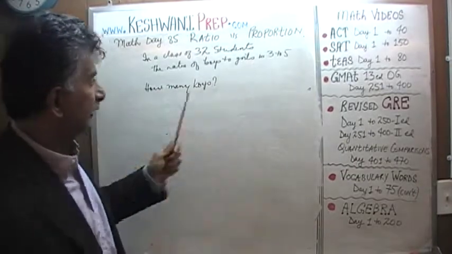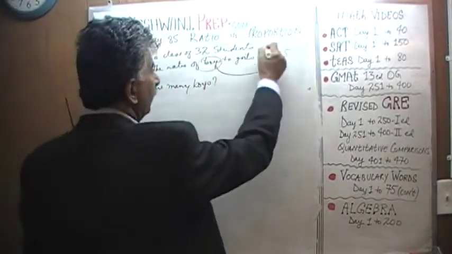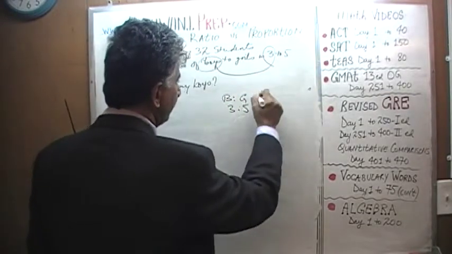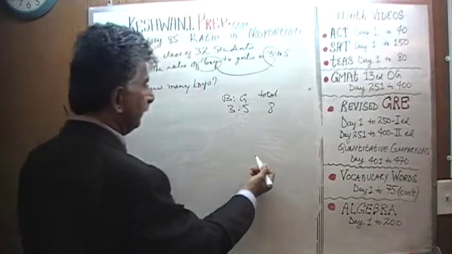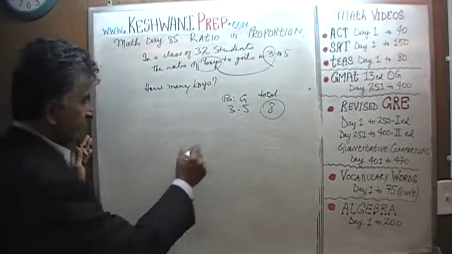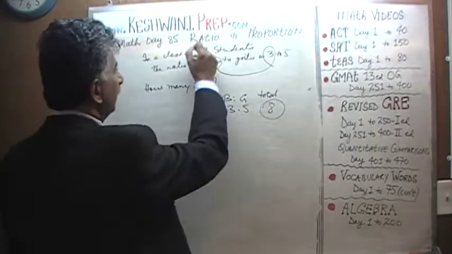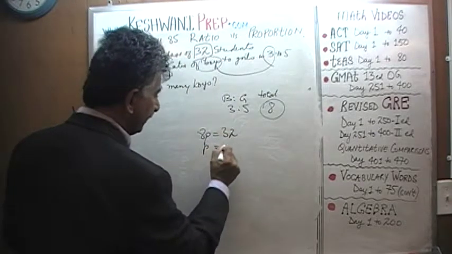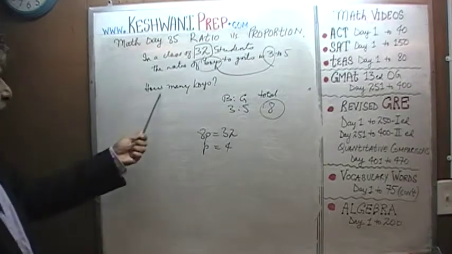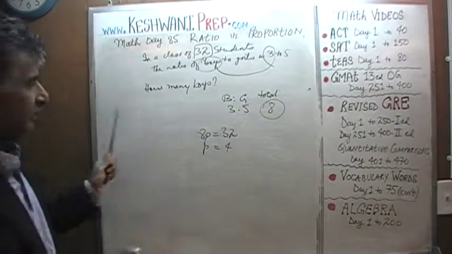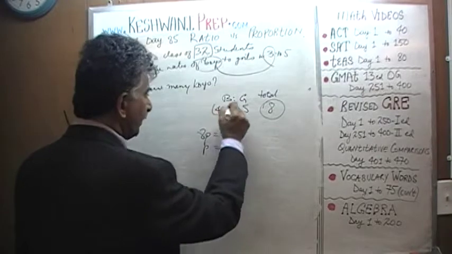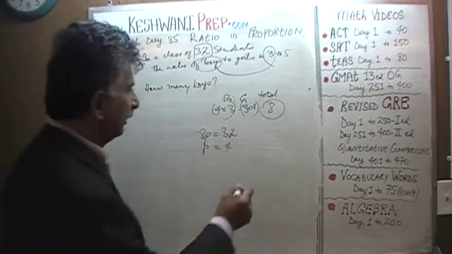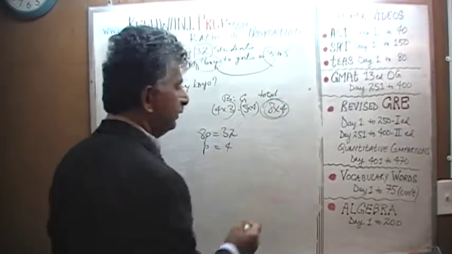The ratio of boys to girls is, make sure you follow this, boys to girls. So boys to girls, we are told, is 3 to 5, which means the total parts that we have are 8. The 8 is the total parts, and therefore 8 parts, we are told, equals 32. And that tells us that each part is 4. Each part is 4. How many boys do we have? Boys are 3 parts, which means there are 12 boys and 20 girls. 12 boys and 20 girls will make a total of 32 people.